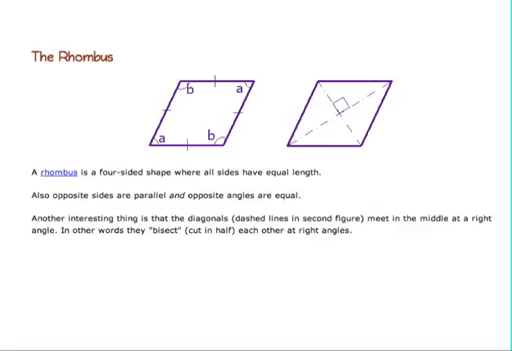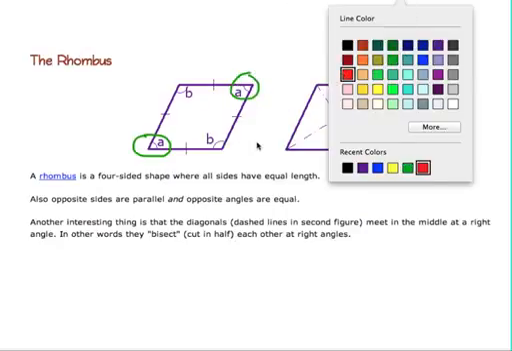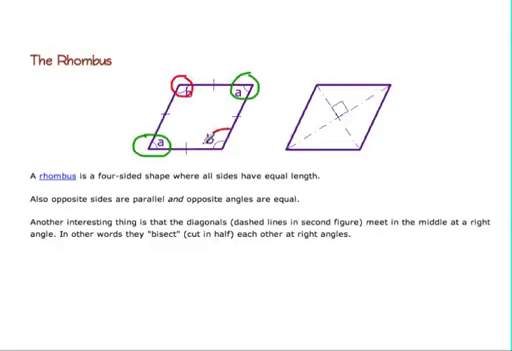The next quadrilateral we're going to look at is called a rhombus. A rhombus is a four-sided shape where all sides are the same length, opposite sides are parallel, and opposite angles are equal. So if we look at our example, this corner and this corner are the same size. This corner and this corner are the same size. It's almost like if a wind took a square and blew it really hard and it didn't break. Another interesting thing is that the diagonals, shown here by the dotted lines, meet in the middle, and where they bisect, or where we would cut it in half, it creates a right angle.